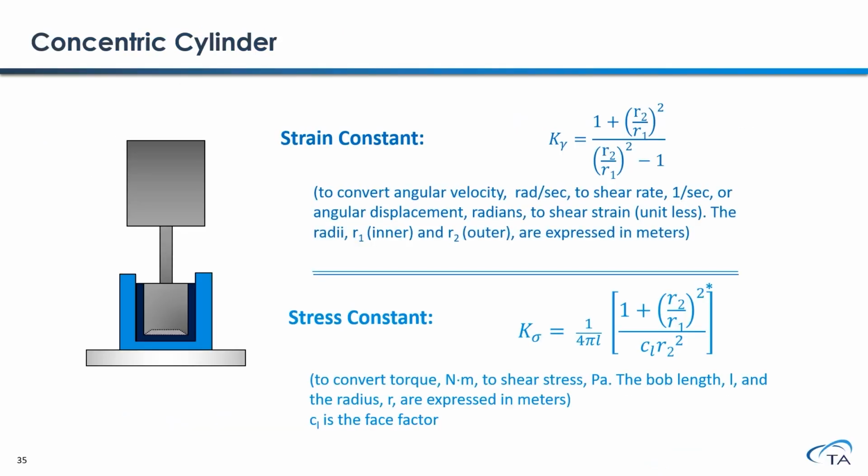The concentric cylinder cup and bob geometry is also very popularly used for handling low viscosity liquid samples. Here is a picture showing a cup with a recessed end rotor. This is one of the standard geometries that is used to measure the viscosity of a low viscosity liquid. Here are the formulas to calculate their strain constant and stress constant.